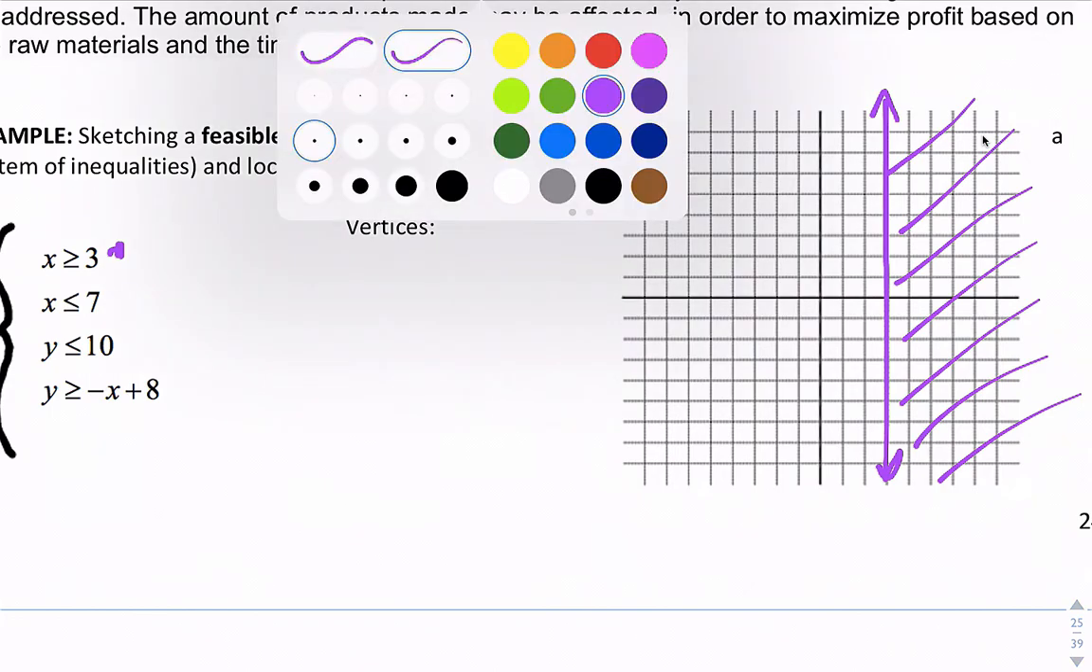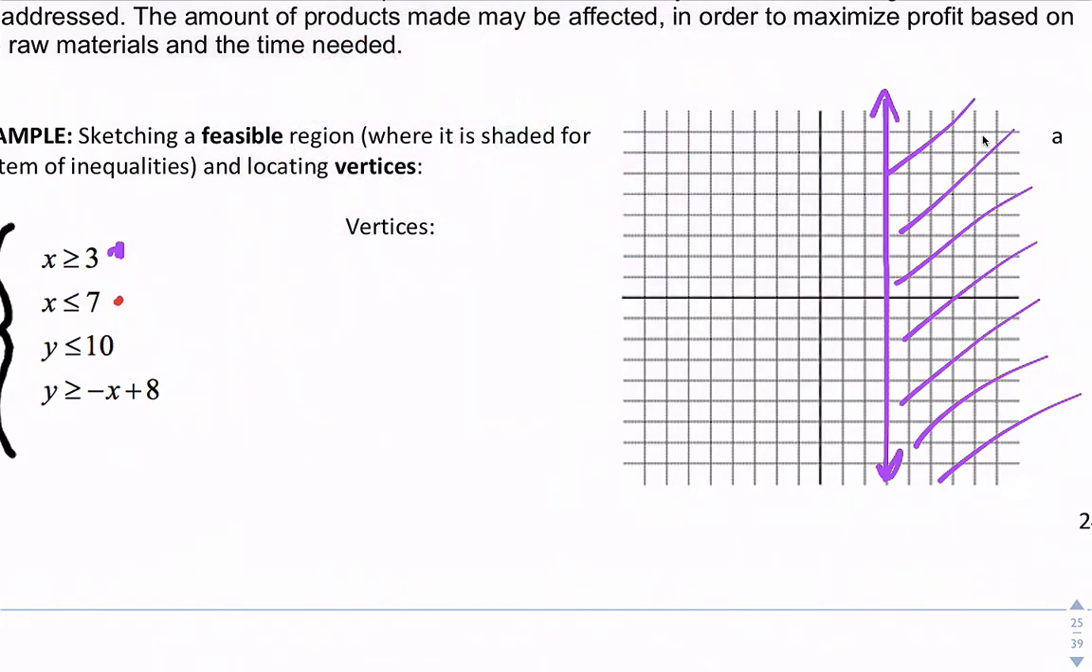All right, the second one I'll do in red, where x is less than or equal to 7. So 3, 4, 5, 6, 7. Solid line at 7. And we want to know where x is less than or equal. It's everything to the left, but since I'm only looking for the feasible region, where it's true for all, we're going to do this part right here.